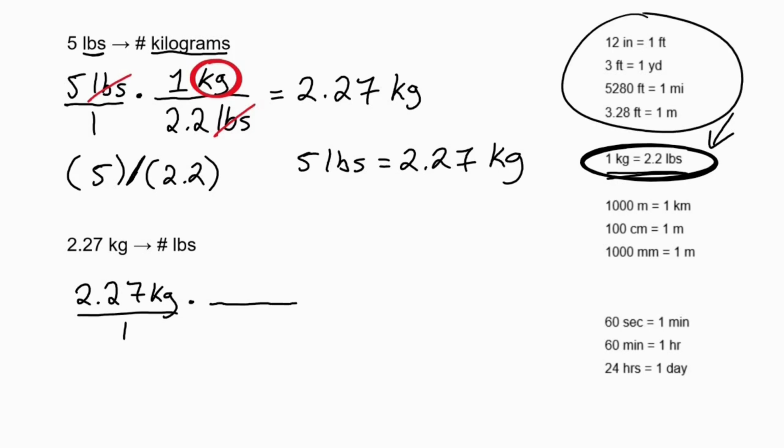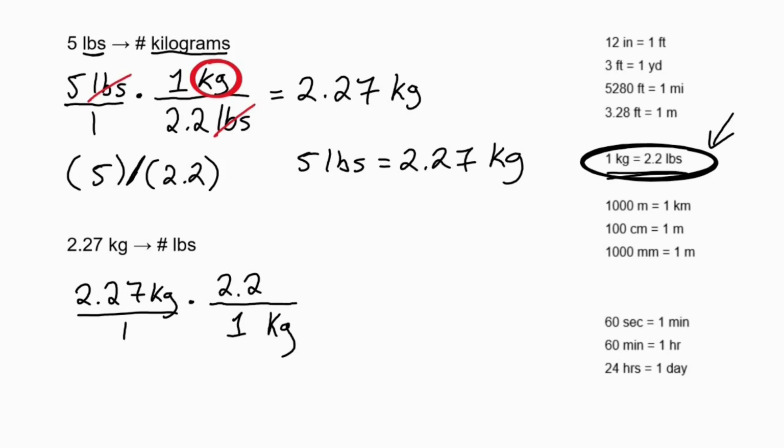These don't have anything to do with kilograms or pounds, neither of these, so we are just going to be using the same fun fact. So we have 1 kilogram is equal to 2.2 pounds. We have 2.27 kilograms, with the kilograms in the numerator, so therefore we know right away that we want kilograms in the denominator for these 2 units to cancel each other out. How many kilograms is it? Oh, it's 1 kilogram is equal to what? 2.2 pounds.